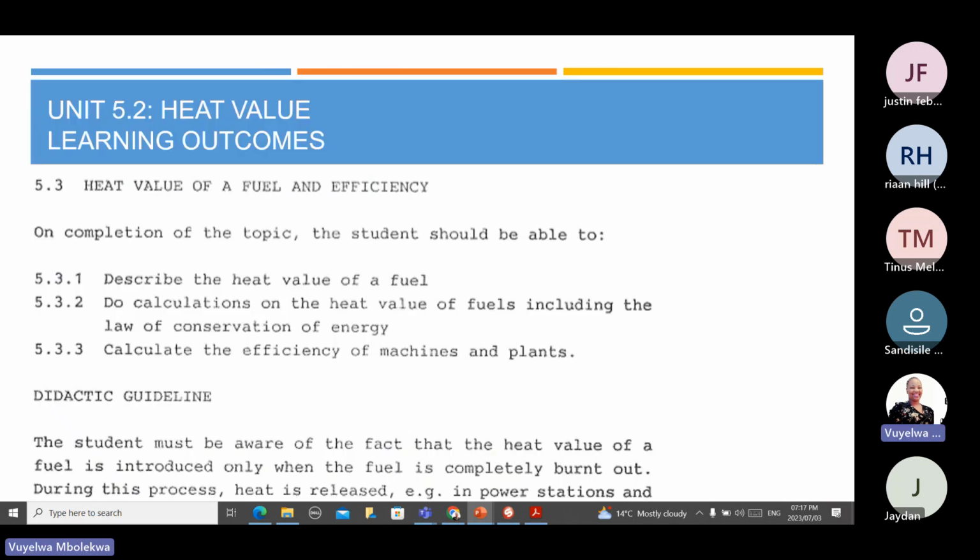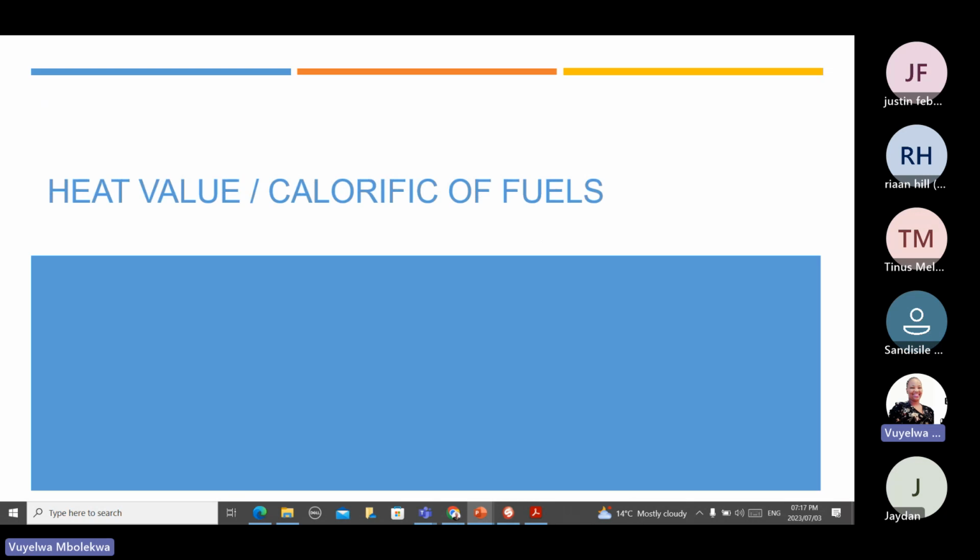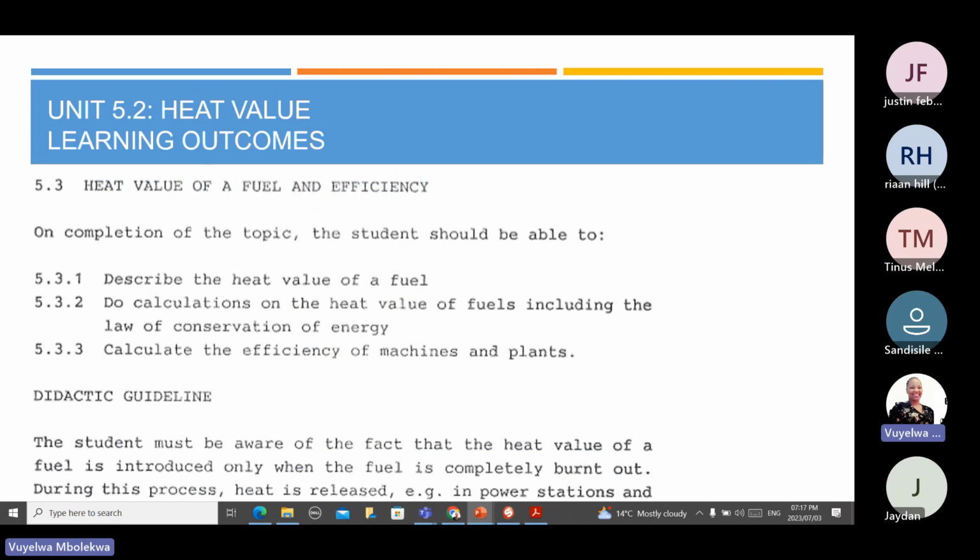Then when it comes to heat value of fuels, just keep in mind, heat value is also called calorific value. So they will use any of these terms. You must be able to define what heat value is. You must be able to do calculations on heat value of fuels, including the law of conservation of energy. Calculate the efficiency as well.